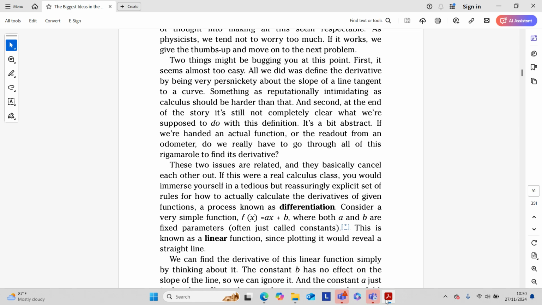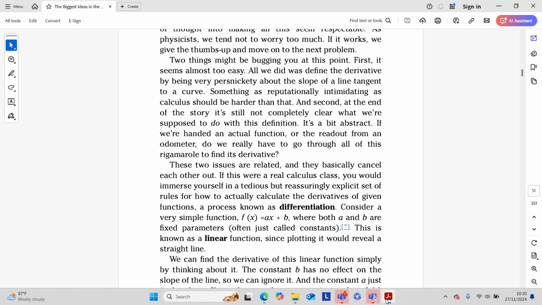Two things might be bugging you at this point. First, it seems almost too easy. All we did was define the derivative by being very persnickety about the slope of a line tangent to a curve. Something as reputationally intimidating as calculus should be harder than that.